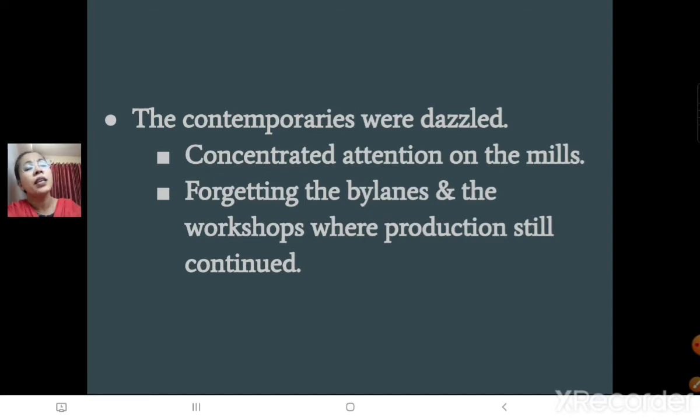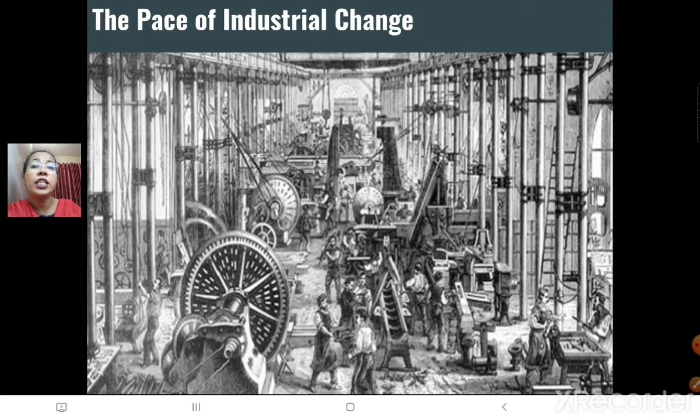Now, we will see how the pace of the industrial change took place. Were there any changes in the traditional industries due to the steam engine? Why were the traders and the industrialists reluctant to use new technology? So children, when we are talking about the pace of industrial change, does it really mean the rapid change in the process of industrialization? Or does it mean only the growth of the factory industries?